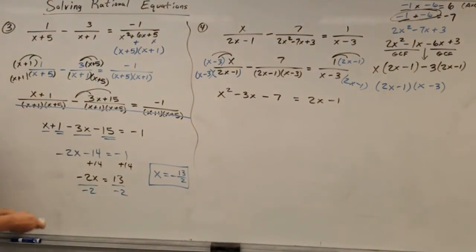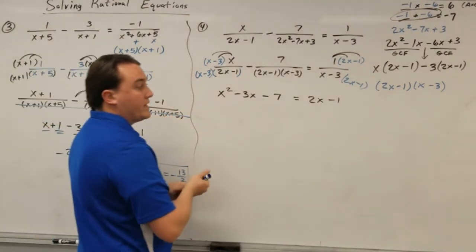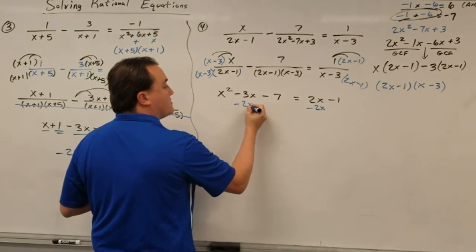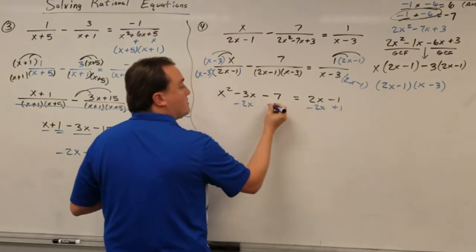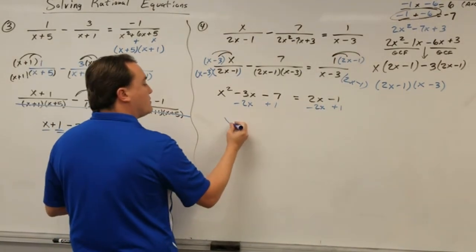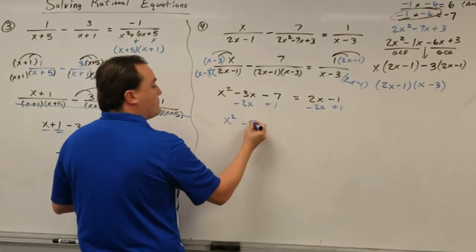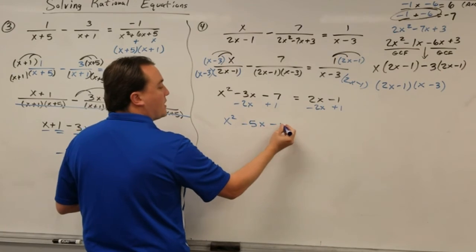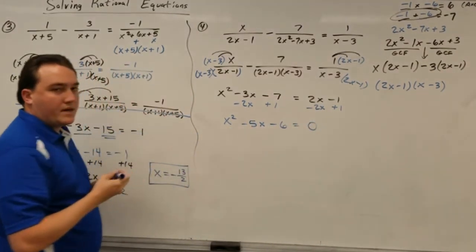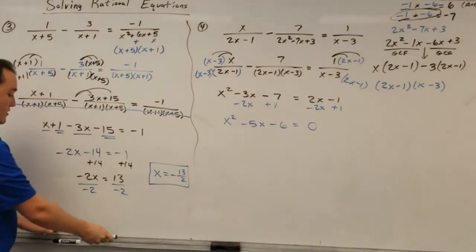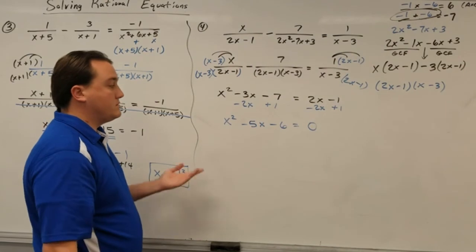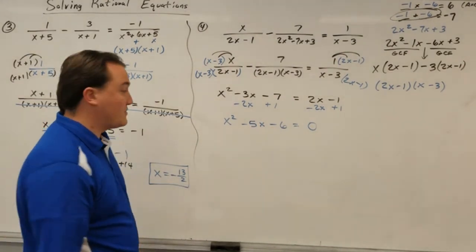So, we get everything to one side. We need equals 0, so we're going to minus 2x, add 1, add 1. So we get x squared minus 5x minus 6 equals 0. Hopefully that's factorable. If it's not, we have to use the quadratic formula, which we haven't learned yet in class. So, well, I made it so that it's factorable.